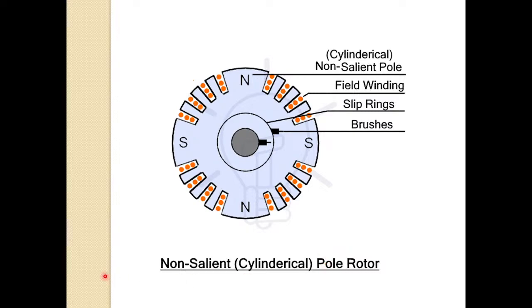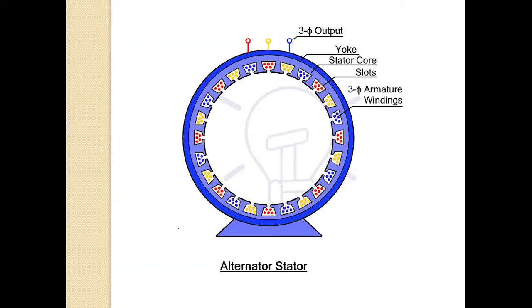Now let us see the stator. So this is our stator. The stator is the stationary part of the electrical machine, and it is used for holding the armature windings. Armature windings are placed in the stator and EMF is induced in these windings.